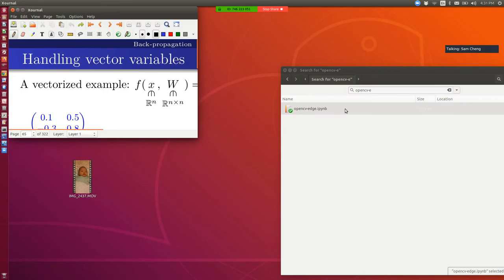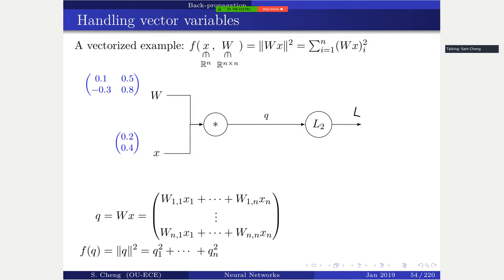Wait a sec, this pen is too thick. So maybe I call this also L. Then we want to find partial L, partial W. Oh, sorry, partial L, partial W, I mean.